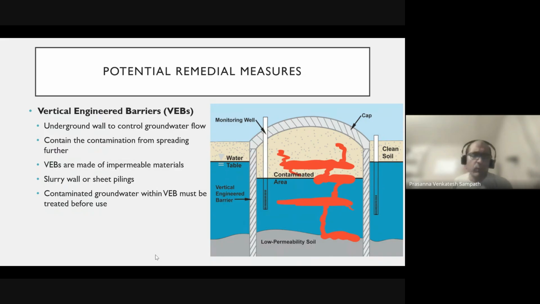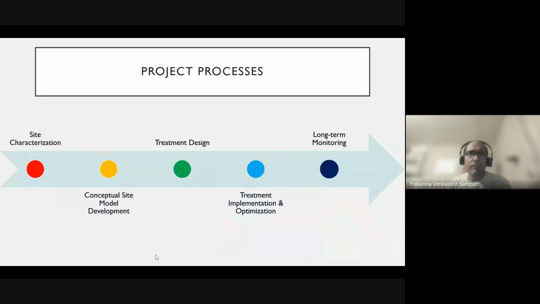Right, so you'll have to come up with what is called a vertical engineered barrier, VEB. Right, so sheet piles, slurry walls, all of these different methods are used to contain the contaminant basically, and then if you want to use the water inside this contaminated area, then you'll have to, of course, treat it so that it doesn't cause any issues as such, right? So this is another potential method for cleaning up this kind of groundwater contamination. Okay, we are almost towards the end.